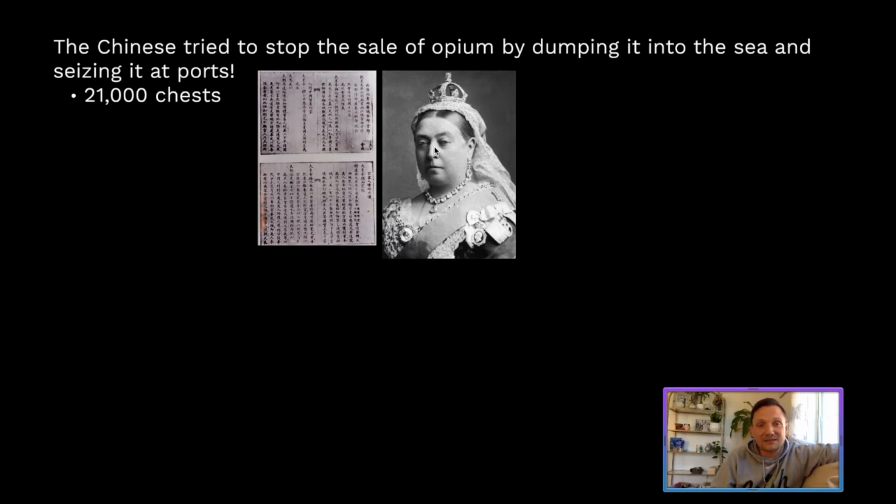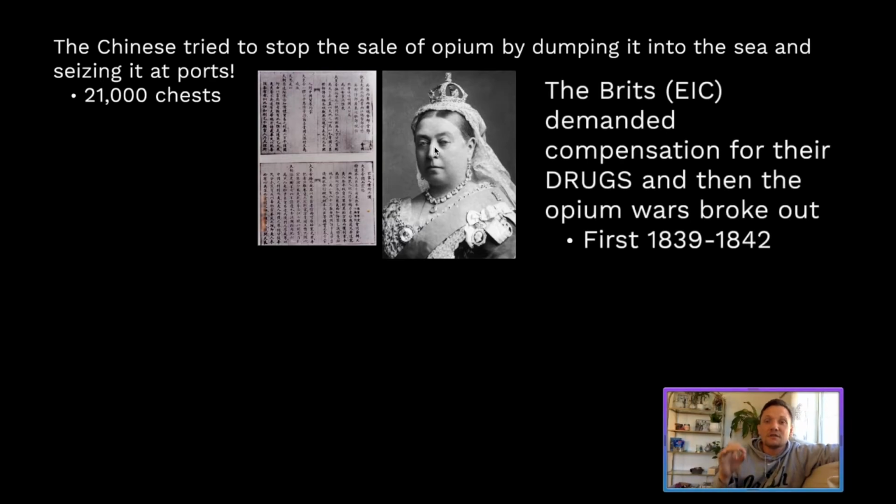And in the process of him writing that letter, Chinese officials then seized 21,000 chests of opium at the ports of Canton, right? 21,000 chests. They then took those chests of opium, burned them, and sank them to the bottom of the Chinese Bay, right? Or not the Chinese Bay, but the ports at Canton, right? So, the Brits, the EIC particularly, because they're deliberately keeping this letter away from Queen Victoria, are then going to demand compensation for their illegal drugs.